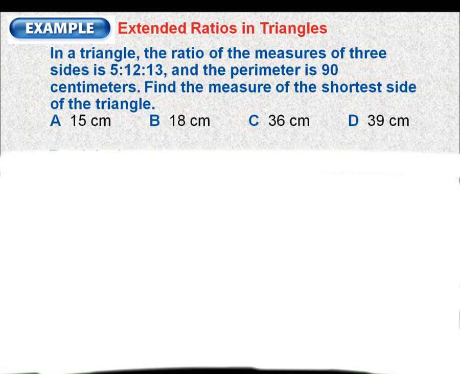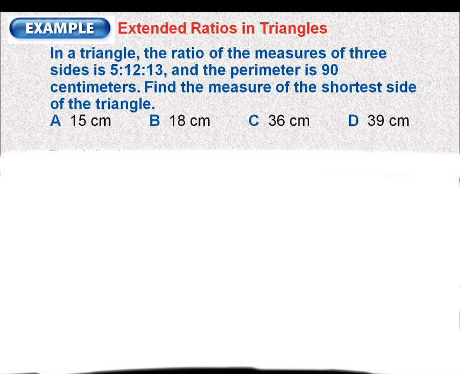Let's look at how ratios apply to geometric figures here. In this case, it says in a triangle, the ratio of the sides is 5 to 12 to 13. So it means the sides should be in these ratios. One of the sides should be a multiple of 5. One of them should be a multiple of 12. One of them should be a multiple of 13. And then it tells me the perimeter. Remember, to find perimeter of a figure, you add up the sides. It tells me the perimeter has to be 90. And the specific question asks, what's the measure of the shortest side?